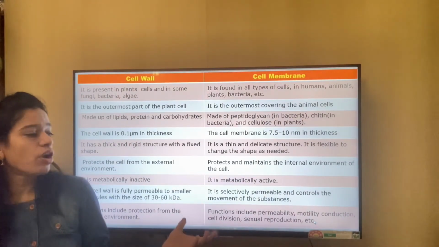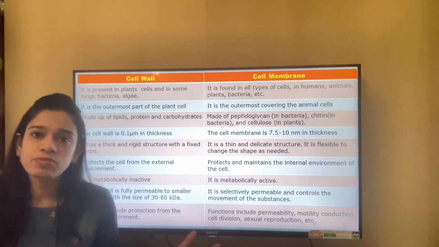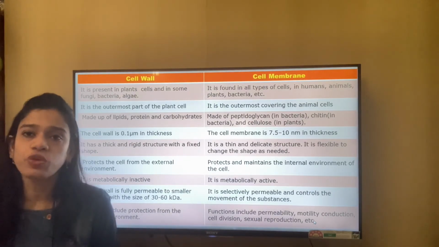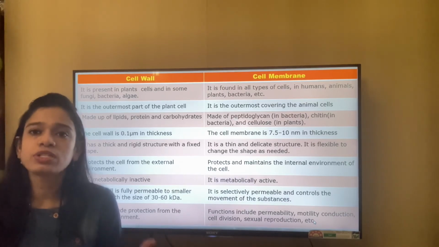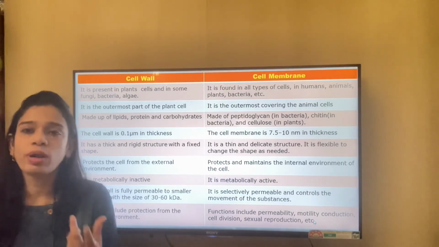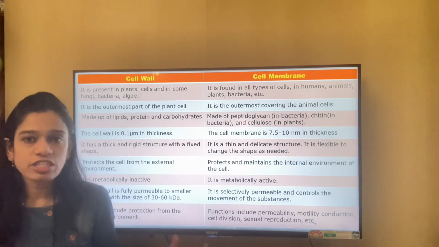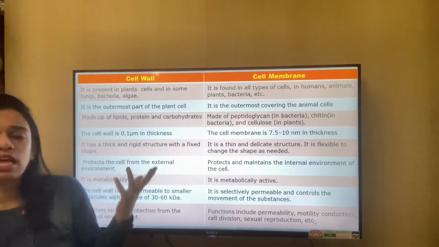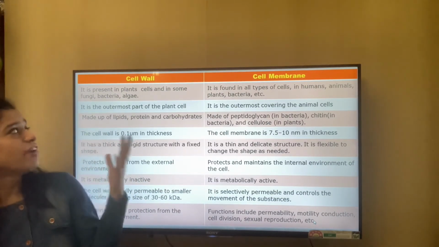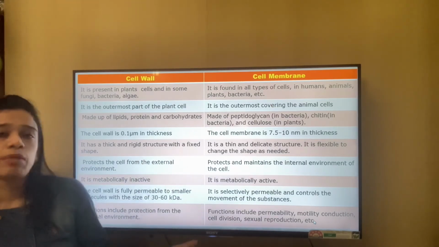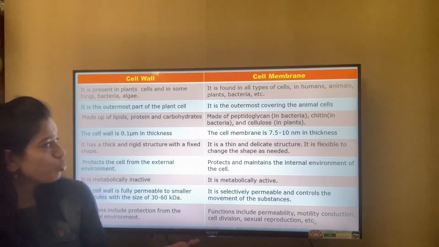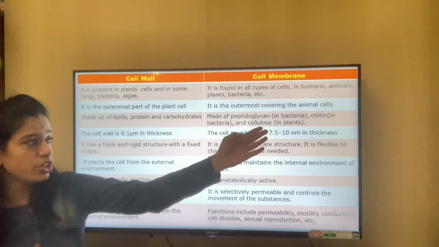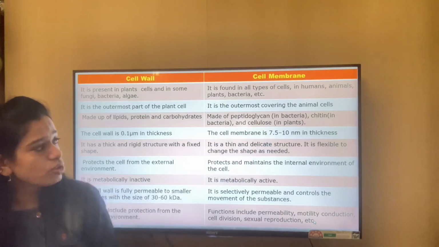Now let us come to discuss the importance or the differences between the cell wall and cell membrane. This is very important from the exam point of view and even for your MCQs also, because they can give one mark questions based on the differences or the characteristics of the cell wall and cell membrane. The cell wall, I told you, is present in plants, fungi, bacteria, algae. And the cell membrane is found in animal cells and human cells, made up of lipid, protein, carbohydrates. The cell wall is made of peptidoglycan in bacteria, and cellulose in plants.